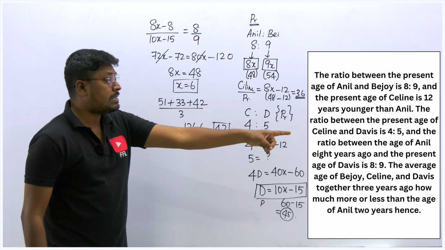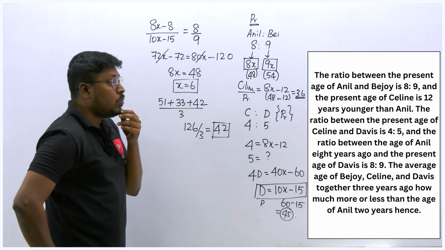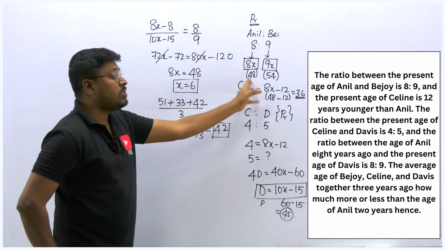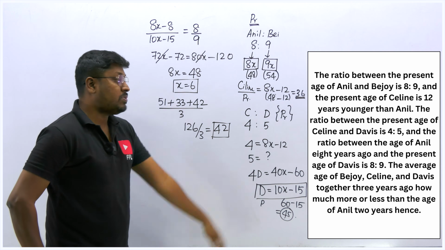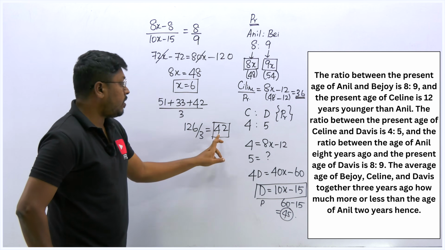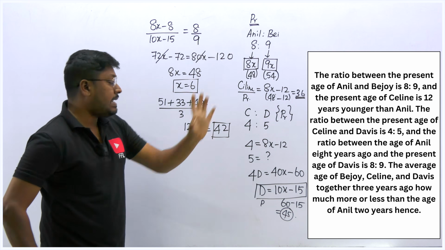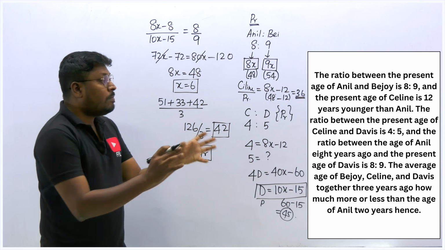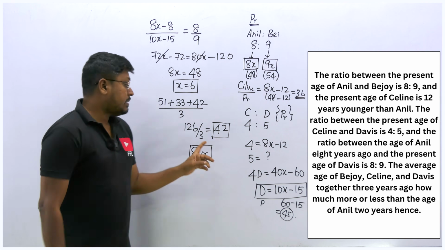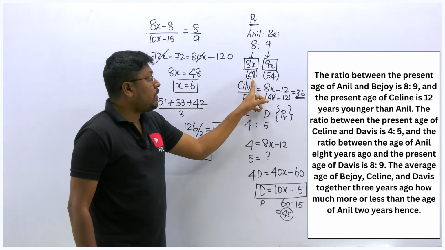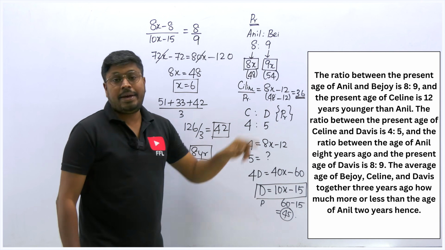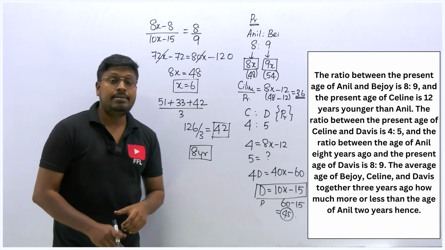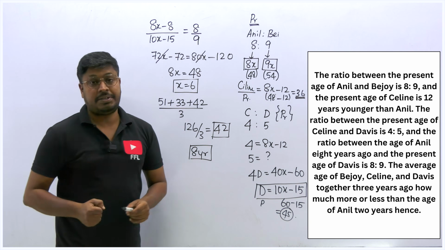Next, they are saying the age of Anil 2 years hence. Anil is how many years? 48, right? Two years hence means you have to add 2 to the age, so 48 plus 2 will be 50. Now we have to find the difference between 50 and 42, which is 8 years. Our target is to find how much more or less, that means the age difference. The average we found is 42, Anil 2 years hence will be 50, so 50 minus 42, the result is 8 years. So 8 years is the answer for this question.